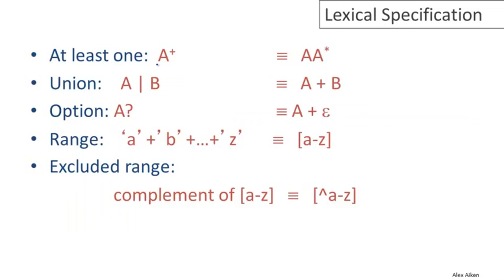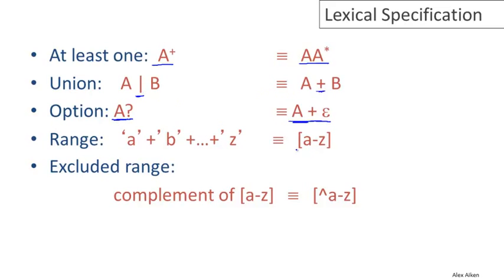One of the shorthands we talked about last time is A+, which means a sequence of at least one A, or the language AA*. Sometimes you'll see a vertical bar used instead of union, so A + B can also be written A | B. An optional A is an abbreviation for the regular expression A + ε.